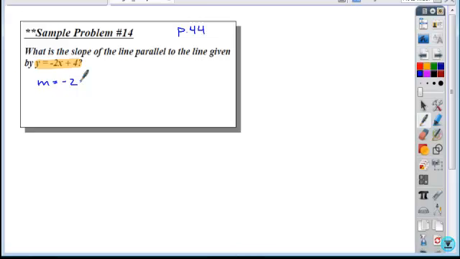-2, right? So what that means is if I want you to find the slope of the parallel line, what is it going to be? Also -2. Parallel lines have equal slopes. So that's all you'd have to do for this question.